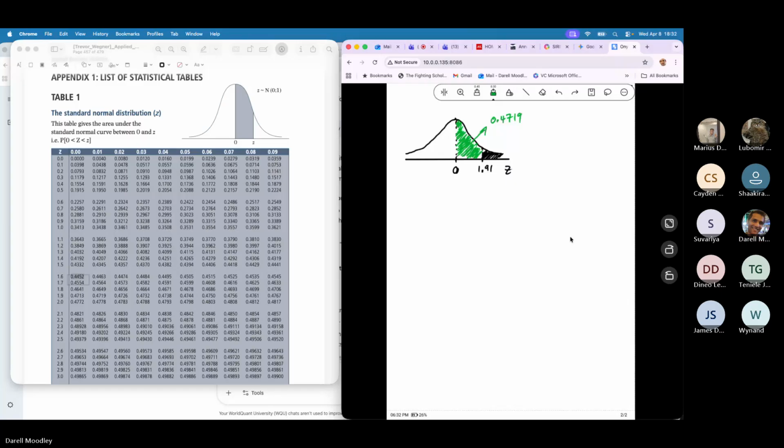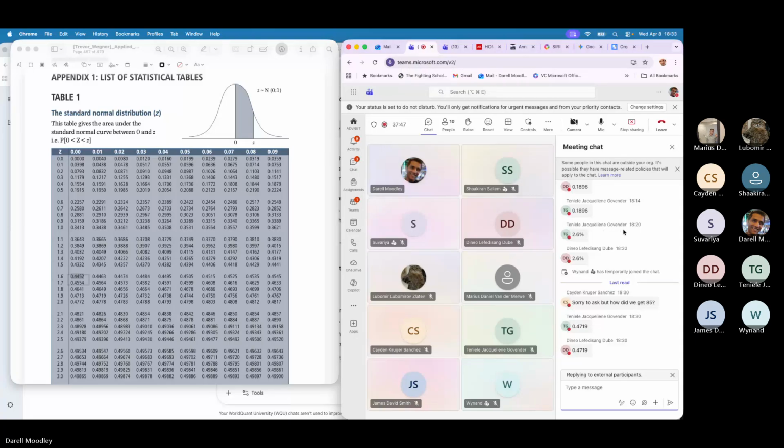Let me ask you a question. If the areas under the curve represent probabilities, then what does the total area under the curve represent? Remember, area under the curve represents probabilities. What do you think the total area under the curve represents? What value is it? Give it a shot.